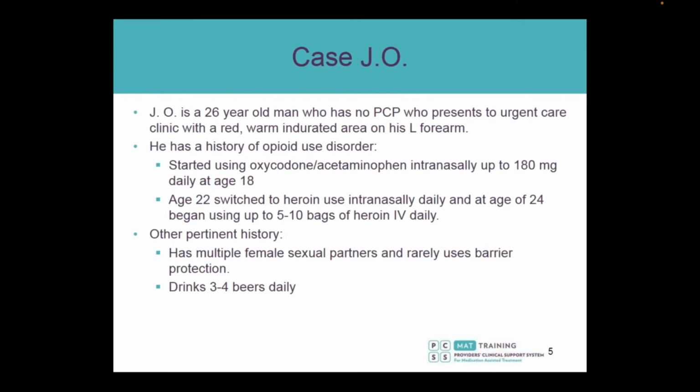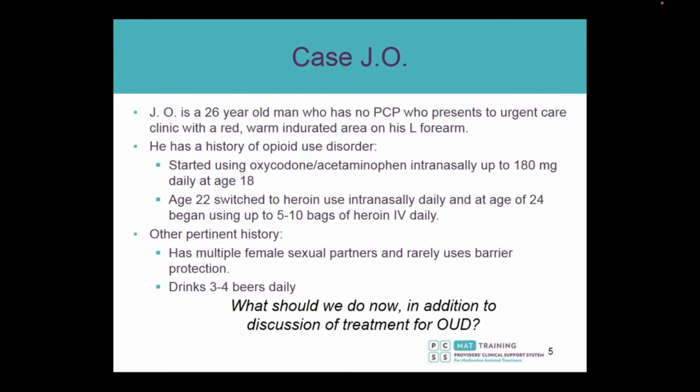He has a history of opioid use disorder and started using oxycodone acetaminophen intranasally up to 180 milligrams daily at the age of 18. At the age of 22, he switched to heroin use intranasally as it was cheaper and more readily accessible. And then at the age of 24, he began using up to 5 to 10 bags of heroin intravenously daily. His other pertinent history: he has multiple female sexual partners and reports that he rarely uses barrier protection. He drinks 3 to 4 beers daily, most days of the week.